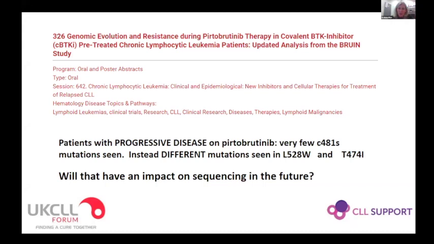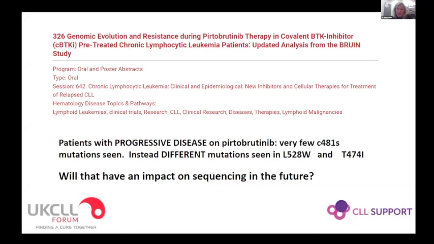In patients with progressive disease on pirtobrutinib, we've seen that the C481S mutation, that's a problem for covalent BTK inhibitors, isn't an issue for pirtobrutinib, and they weren't seeing new acquired mutations in C481S frequently at all in patients progressing on pirtobrutinib. But they were seeing different mutations at different sites, L528W and T474I.